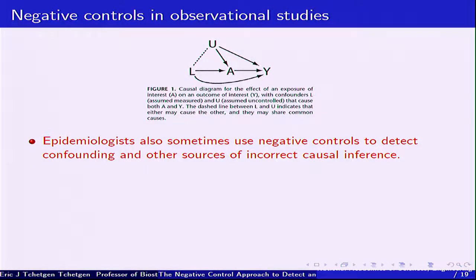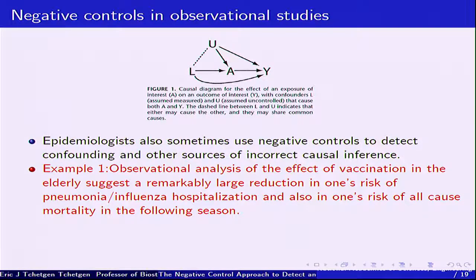So here's a directed acyclic graph that depicts what we're concerned about, the unmeasured confounder of the effect of an exposure on an outcome, and you may have observed some confounders that you would adjust for. And so in epidemiology, negative controls have actually been used to detect confounding and other sources of incorrect causal inferences, and I'm going to give you a few examples.